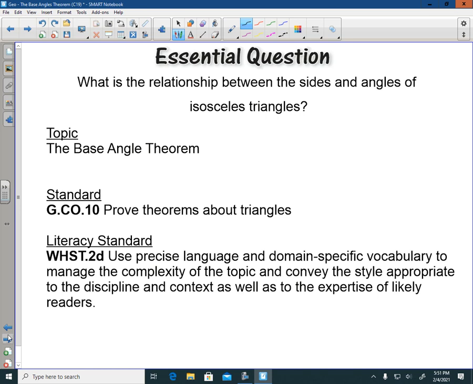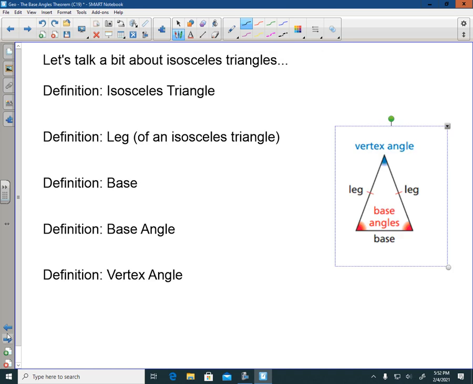Your essential question today: what is the relationship between the sides and angles of isosceles triangles? The topic is the base angles theorem. Oh yes, another theorem. So we're going specific now. The last time we talked very broadly about all kinds of triangles and what was true about all triangles. Today we're narrowing it down to just isosceles triangles. So in order to do that, let's define isosceles triangles a little bit and make sure that we know about the names of its parts.